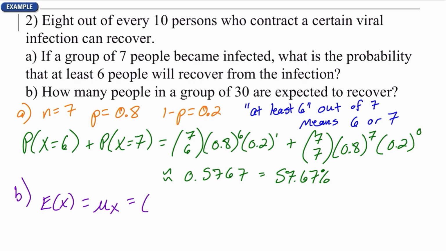Now, for the expected value, remember expected value was E of x or mu sub x. That's going to be just your number of trials. Now this time it's 30 because it says how many people in a group of 30 are expected to recover. 30, and then the probability of recovery is 0.8. So that's going to give you 24, which should make sense, right?